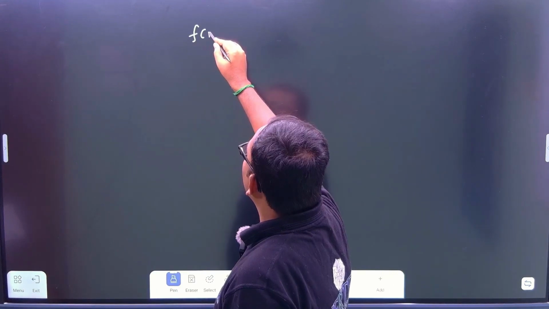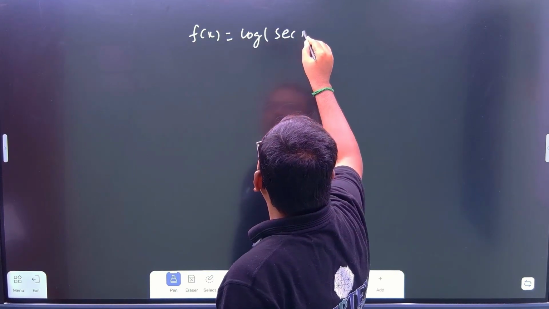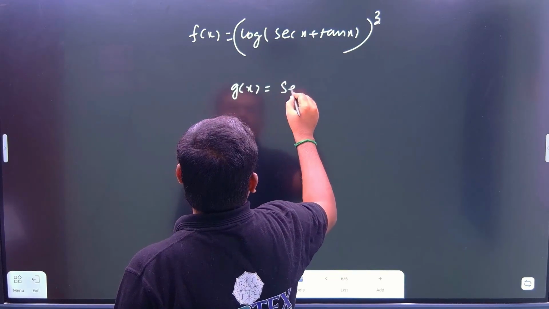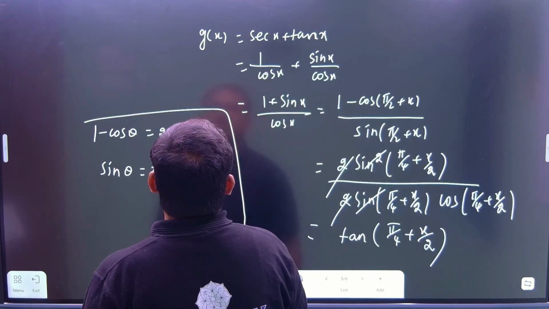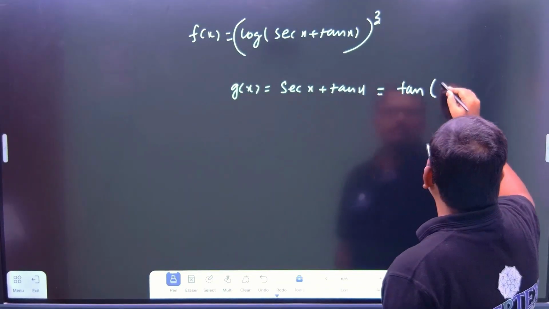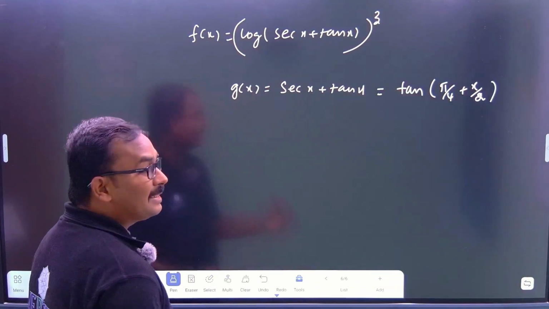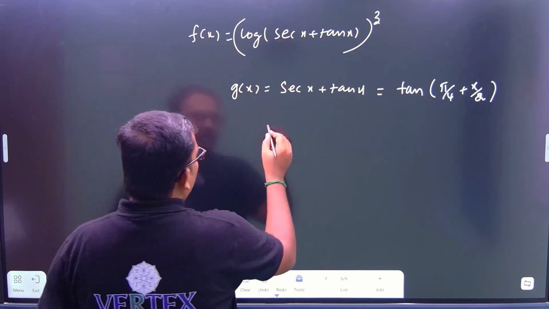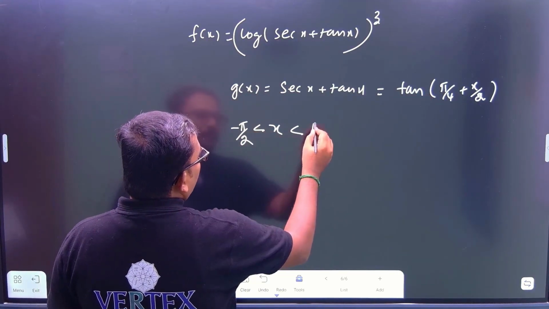Therefore, what is f of x given to you? Log of (secant x plus tan x) whole cube. So g of x we consider actually secant x plus tan x, right? That is only enough, we consider, right? This is the same as what? Tan of pi by 4 plus x by 2. First, let us find the range of tan of pi by 4 plus x by 2. Where do the x values lie? In the open interval minus pi by 2 to plus pi by 2.